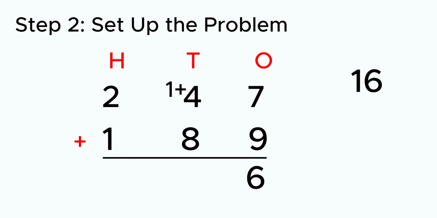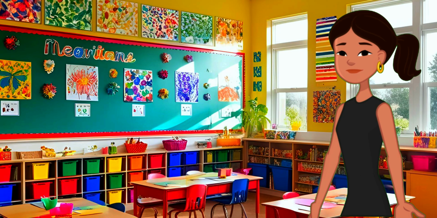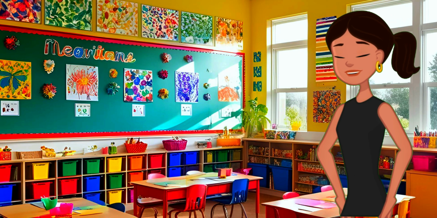Next, we add in the tens place. 4 plus 8 plus the one that we regrouped equals 13. The number 13 has 3 groups of tens and 100. We regroup the 100 to the hundreds place. Finally, we add the hundreds place. 2 plus 1 plus the one that we regrouped equals 4. So our answer is Lily has 436 stickers.